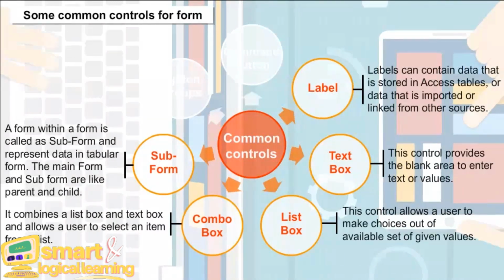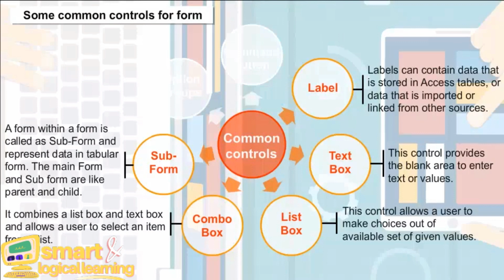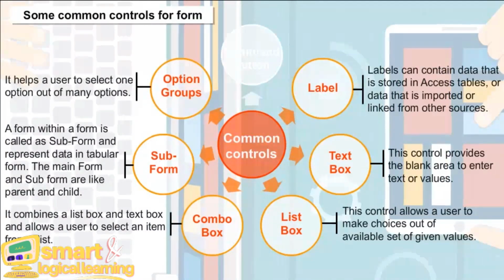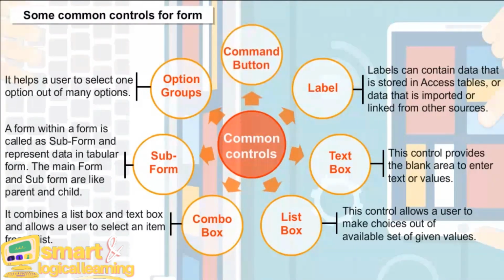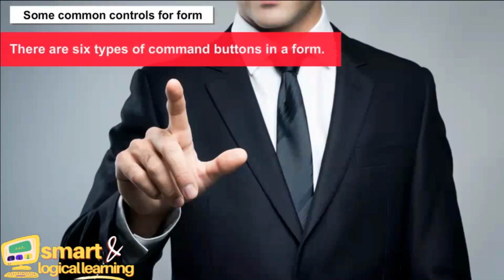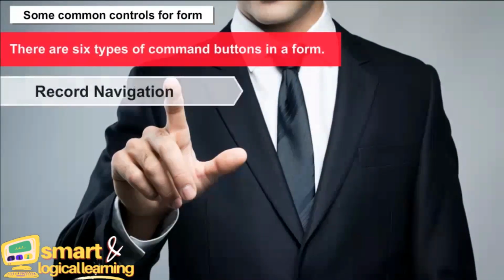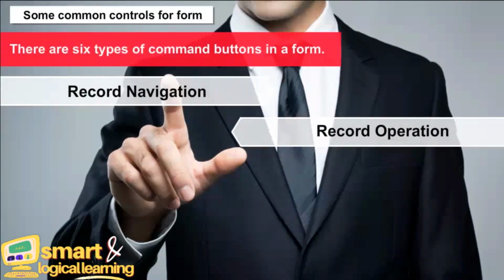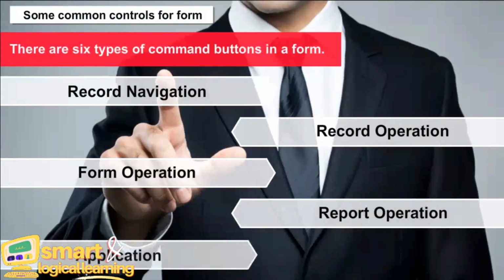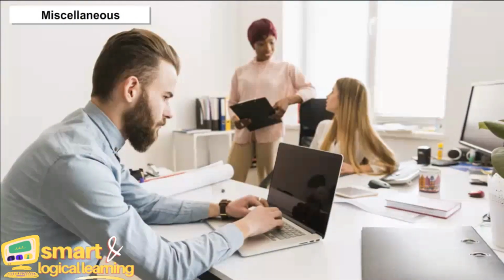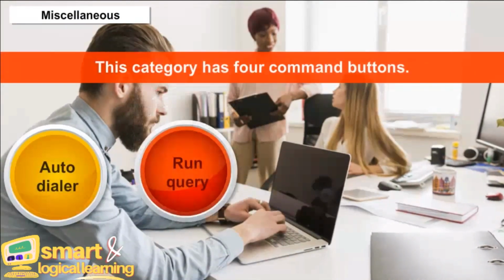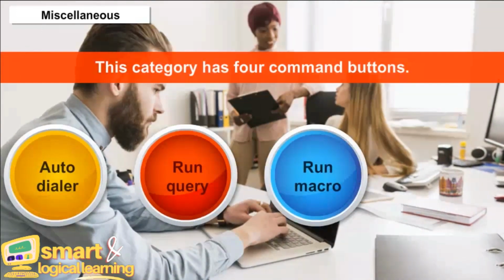The main form and subform are like parent and child. Option groups help a user to select one option out of many options. Command button: it is used to execute an action in the form. There are 6 types of command buttons in a form: record navigation, record operation, form operation, report operation, application, and miscellaneous. This category has 4 command buttons: auto dialer, run query, run macro, print table.